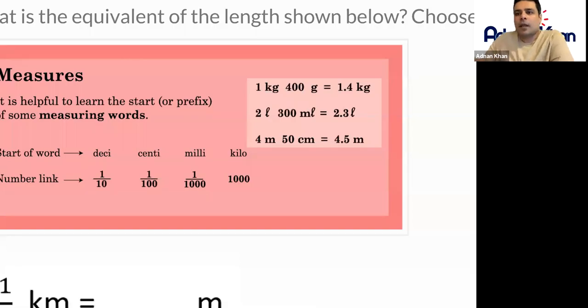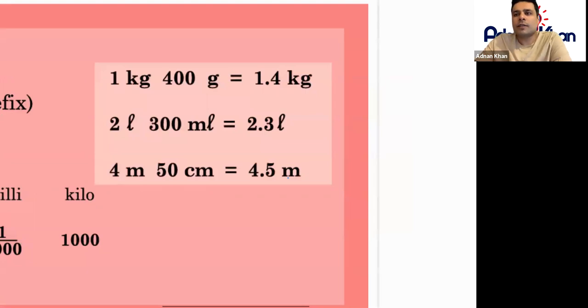Some measurements for you there. On the top right hand side of the image, you can see that 1.4 kilograms is equivalent to 1 kilogram and 400 grams. And 2.3 liters is equivalent to 2 liters and 300 milliliters. And 4.5 meters is equivalent to 4 meters and 50 centimeters. Okay.